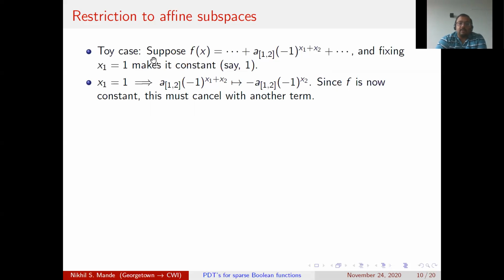But now we know that f when restricted to x1 equal to 1 is a constant. So what does that mean? This term cannot survive in the Fourier expansion of the restricted function. So it has to cancel with something else. So there must be some other term, or a sum of other terms, which also when you plug in the value x1 equal to 1 gives you terms of the form some constants times minus 1 to the x2. Okay.